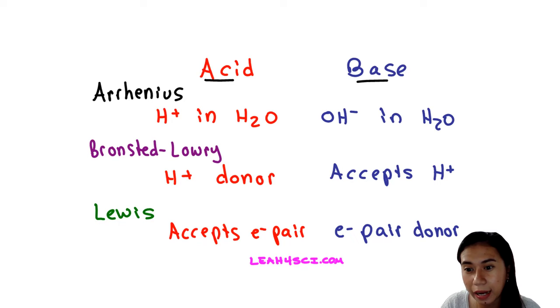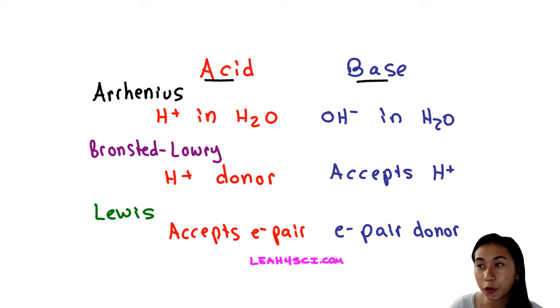Then we have Brønsted-Lowry. Dalawang tao to, no? Kumbaga nag-collab sila. So, according to them, an acid is a proton donor. Okay? Proton donor. And a base is a proton acceptor or accepts proton. Pwede siyang itanong sa board exam. What we call the substance that donates proton? Ang sagot natin, syempre acid, no? That's according to Brønsted-Lowry's definition.